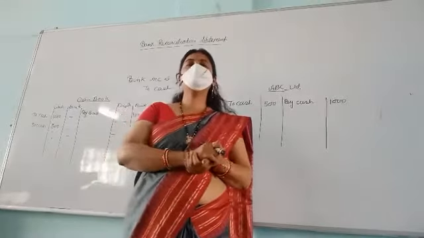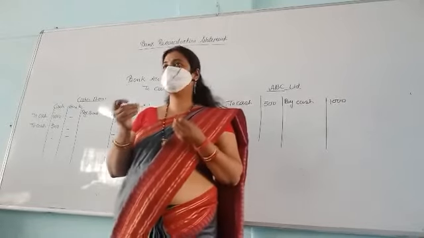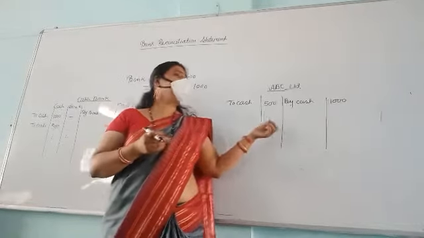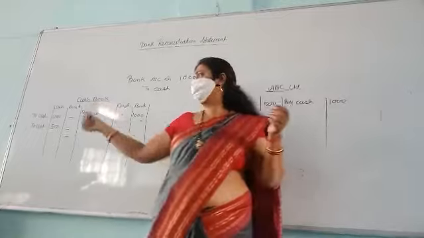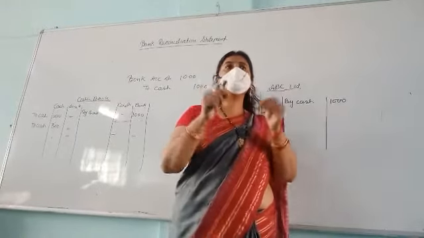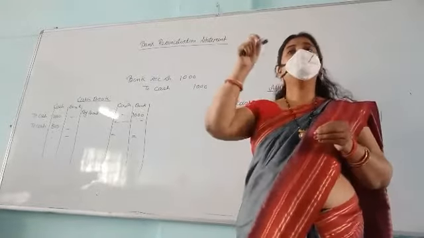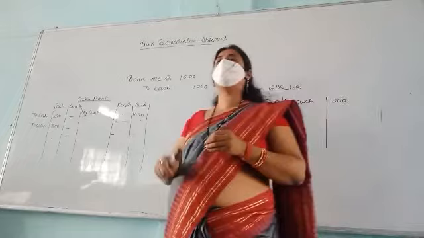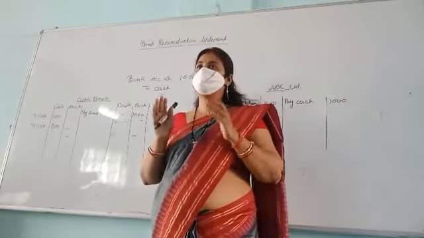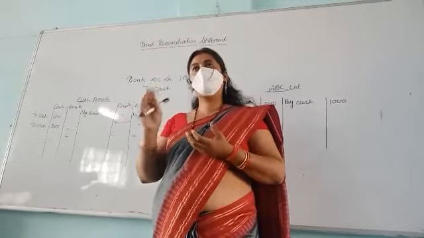And suppose it is not matched, there may be some differences arising between the debit side of the cash book and the credit side of the passbook. Why does this difference arise? To rectify this error, to check this difference, we will prepare what? Bank reconciliation statement. Why does this difference arise?